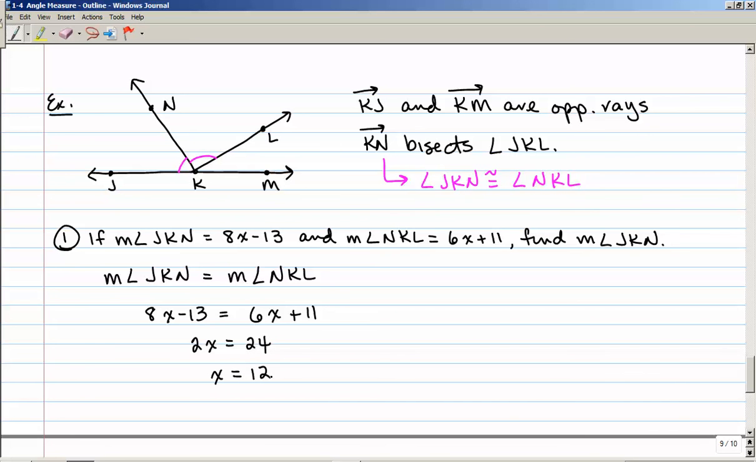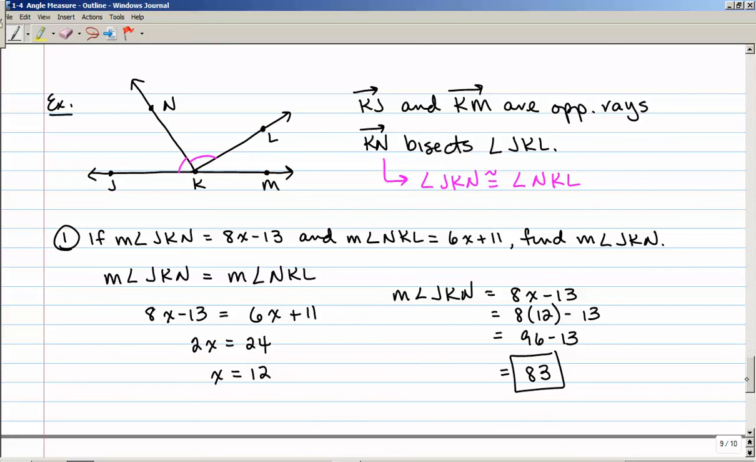And as always in geometry, don't box what x equals. Go back and read the problem. It says find the measure of angle JKN. So the measure of angle JKN was defined as 8x minus 13, plugging in 12 for that gives me, what does that give me? 96 minus 13, or the measure of that angle is 83 degrees.